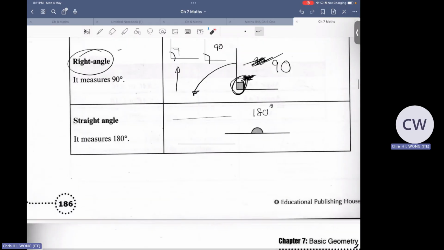A right angle is 90, a straight line is 180. Right angle is 90. Must remember, move on.